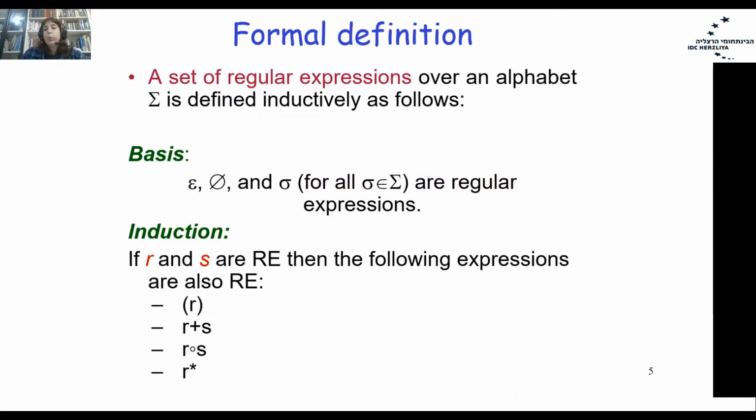I would like to give a formal definition of the set of regular expressions. A set of regular expressions over an alphabet sigma is defined inductively as follows. The empty word is a regular expression. The empty set is a regular expression. A single letter is a regular expression. This is the basis of induction. And now our induction step. If R and S are regular expressions, then R in brackets is a regular expression. R plus S is a regular expression. R concatenation S is a regular expression. And R star is a regular expression.